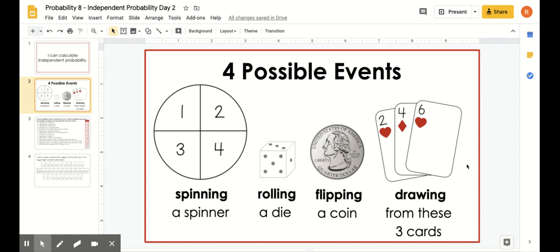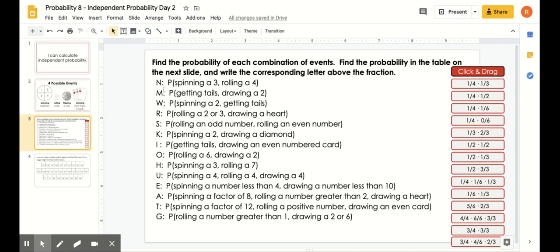We are going to practice calculating independent probability one more time. On slide 2, there are a few events that you'll be working with. We have a spinner, a die, a coin, and 3 cards. Not a whole deck, only these 3. On the next slide, you have to find the probability of different events.